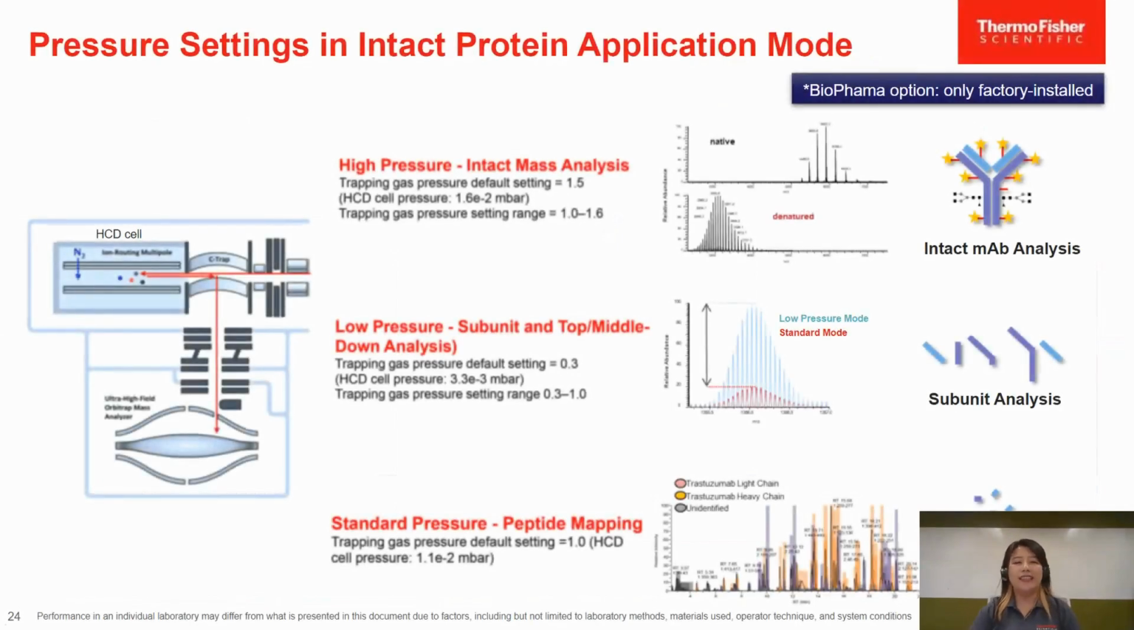So why do we apply the intact protein application? Because there are different pressure settings, like trapping gas pressure settings, optimal for different sizes of molecules. So here we apply the low pressure mode, shown in the middle. This low pressure is optimum for subunit and top or middle down analysis. It is shown in this spectrum inset. The blue with the low pressure mode results in a significant improvement in the signal compared to standard mode, which is almost 4 times higher.